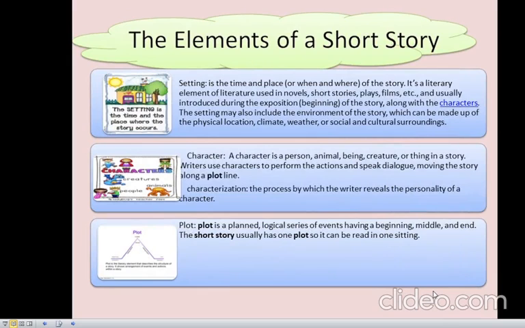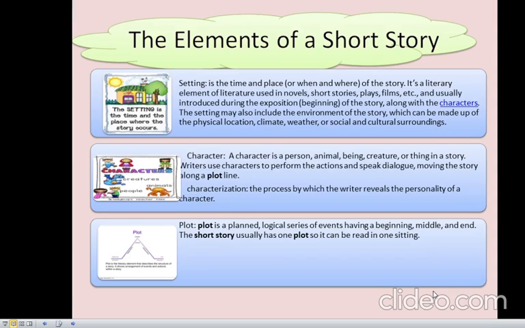What is the meaning of setting, or what is setting? Setting, by the way, answers the questions when and where. It is the time and the place of the story. It is a literary element used in novels, short stories, plays, films, etc. And it is usually introduced in the exposition. We'll talk about exposition later on. What is the exposition of the story, of course, along with the characters.